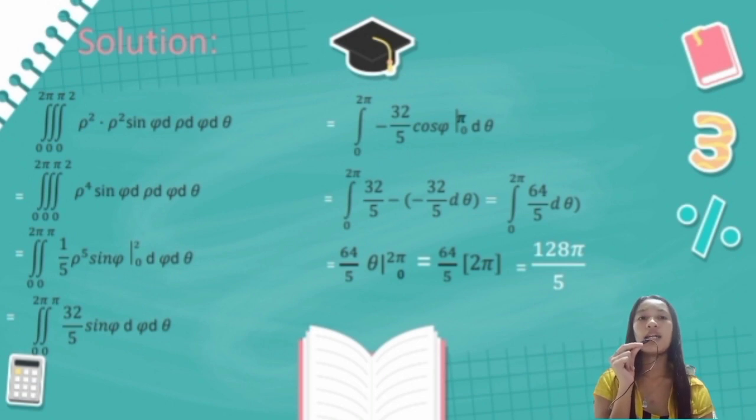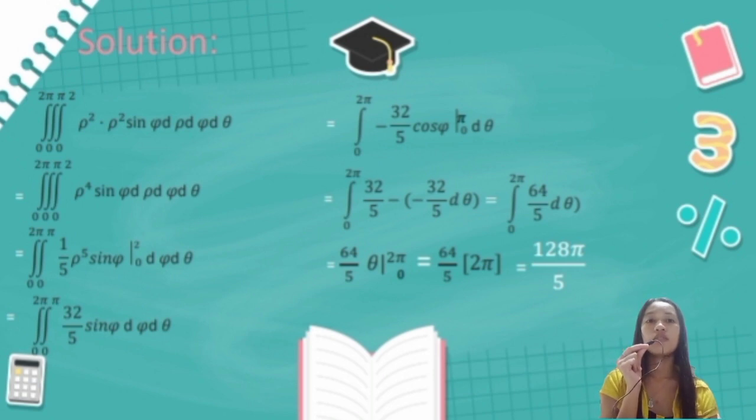Let's start by taking a look at the limits of integration for rho. Remember, rho is the distance from the origin to a point on the surface. Because the radius is equal to 2, the limits of integration for rho will be from 0 to 2. Next, the limits of integration for phi. Remember, phi is the angle between the positive z-axis and the points on the surface. To get the entire sphere, phi would have to be from 0 all the way to pi radians.